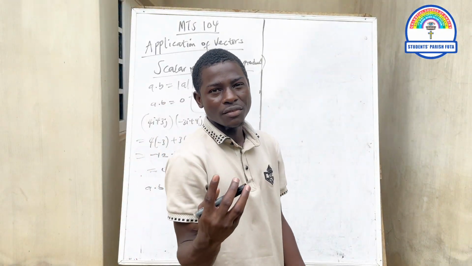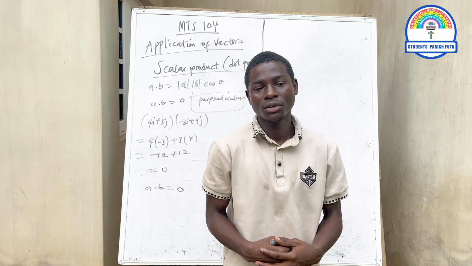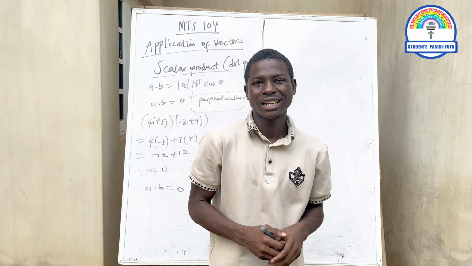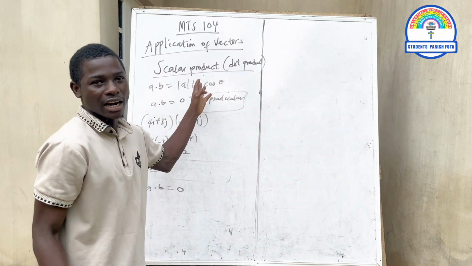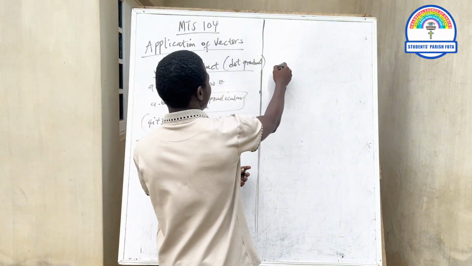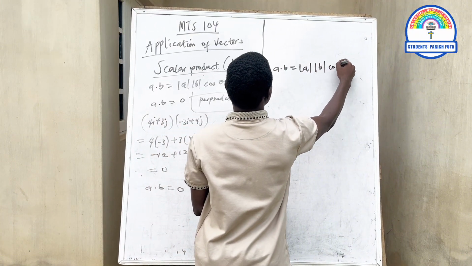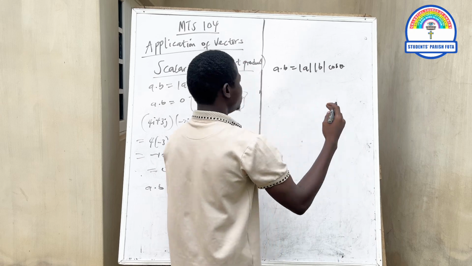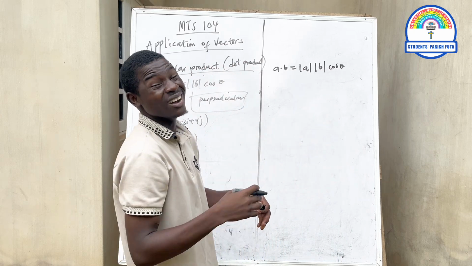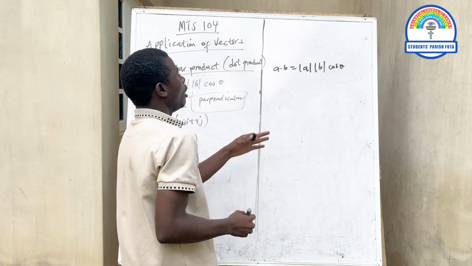Now, it is not every time you have a parallel or perpendicular condition. There are sometimes when you might be asked to get the angle between them. So it's still the same thing. A dot B equals AB cos theta. So the angle between them might be 30, might be 60, might be 100, any degree. So how do you get it?